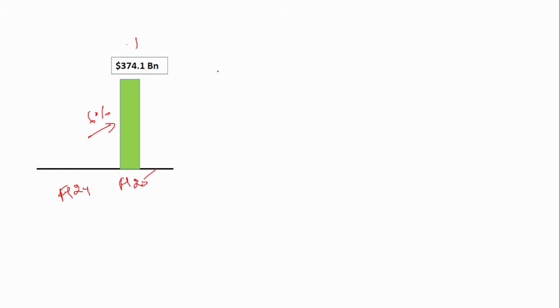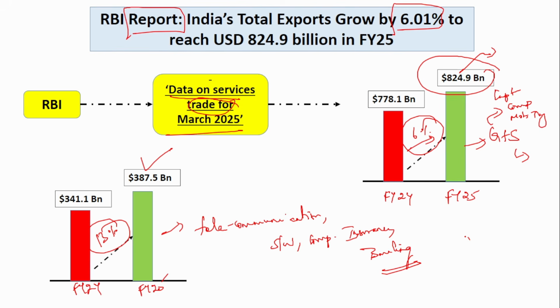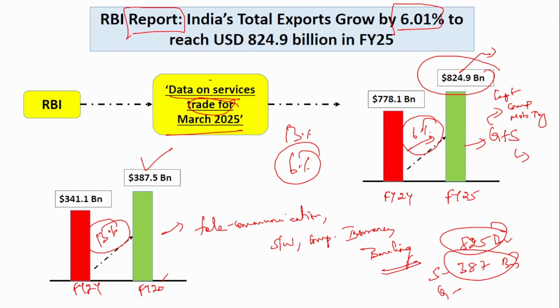Next is the goods exports, which, if you see, has grown by 6% again. Overall goods export is 374 billion for financial year 25, and for financial year 24 the overall is 352 billion. So remember the overall goods and services exports, that is 825 billion. Then for services you have to remember 387 billion, and when you subtract both you will get the goods exports. So just remember these two data. Automatically when you subtract you will get the third data, that is the goods data. The overall exports and the goods exports alone grew by 6%, and the services grew by 13%, more than double.